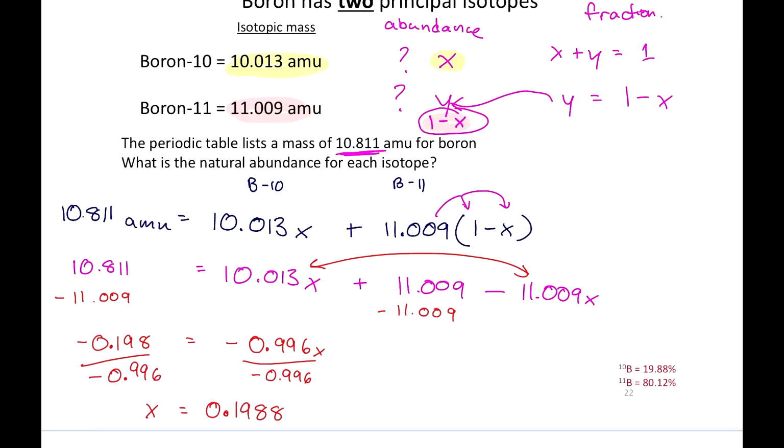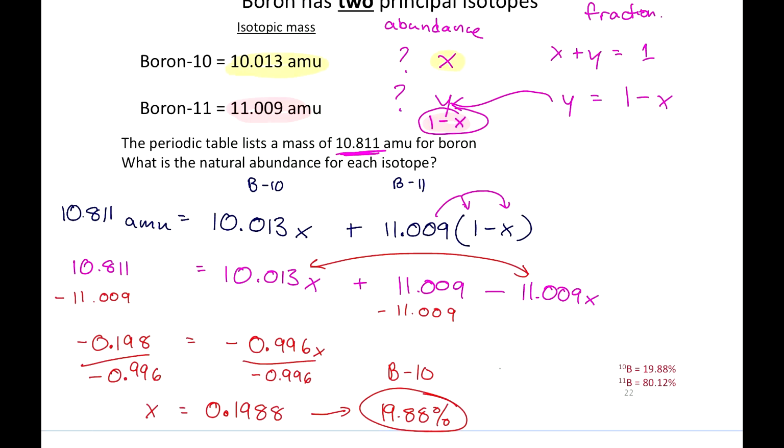Is that our answer? It can't just be our answer. We have to understand what this number means. It's a percent abundance, or I guess it's a fractional abundance, right? This means 19.88%. But it's the percentage of what? Boron, which boron? Boron 10, it's the first one, because we said that boron 10's abundance was x, so this is the abundance of boron 10.